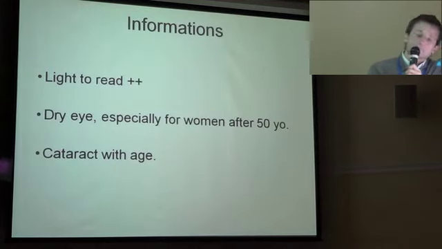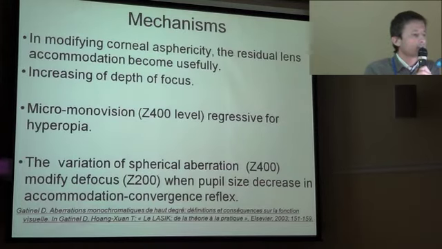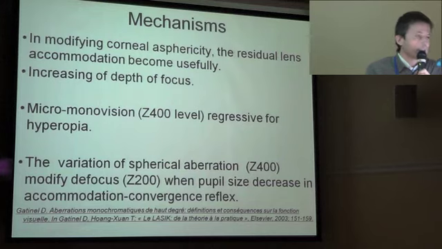How does it work? In modifying corneal asphericity, the residual lens accommodation becomes useful. You can increase the depth of focus. And for a hyperopic patient, at the beginning, you have a micromonovision at the level of Z4, and it is regressive with time, in 1 year. And like Damien Gatinel said, the variation of spherical aberration modifies defocus when pupil size decreases in the accommodation convergence reflex.